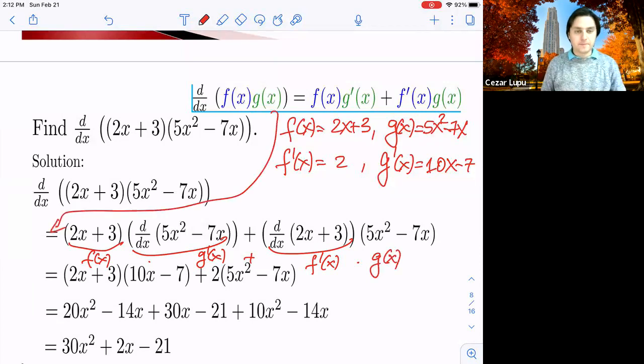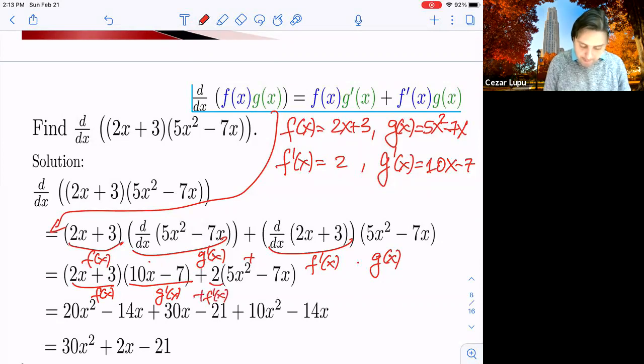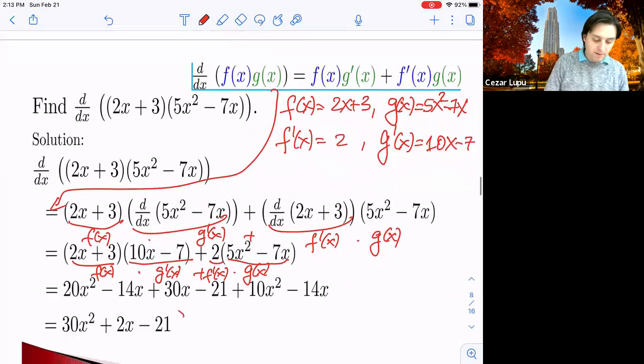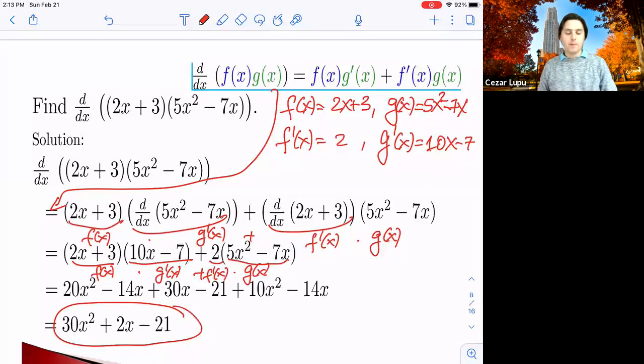So here I just apply the product rule. As you can see here. You see g prime of x is here. That's the g prime of x. That's f of x. It's 2x plus 3. Then f prime is this guy here times g of x, which is this guy here. And again, you FOIL, you do the algebra, and you get the final result to be this guy here.